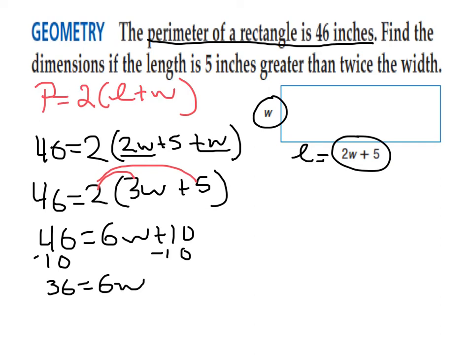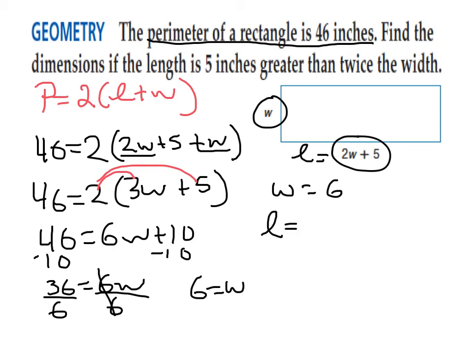Let's continue to get W by itself by dividing both sides by 6. The 6's cancel out. 36 divided by 6 is 6. So I know that my width is equal to 6. But I'm not done yet. This is very, very important. I know that W is equal to 6, but I still haven't figured out what my length is, because it does say find the dimensions.